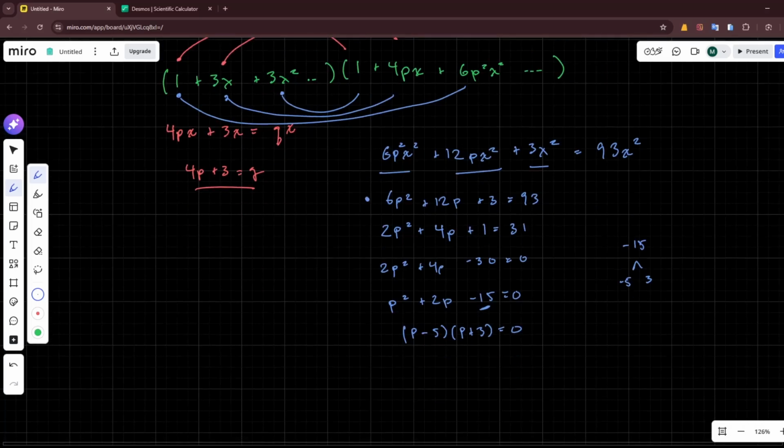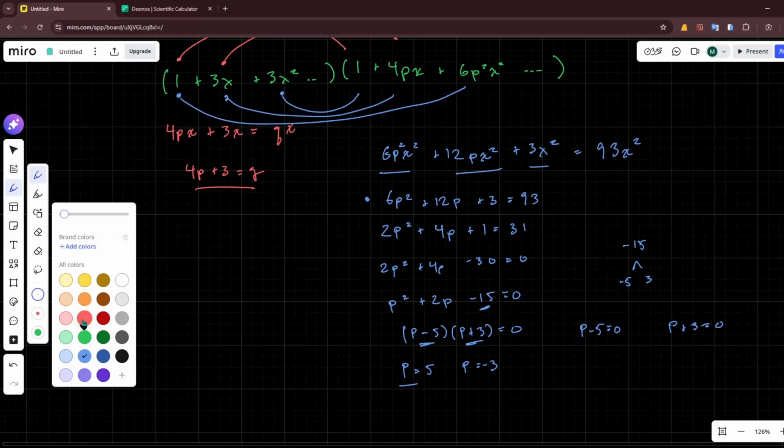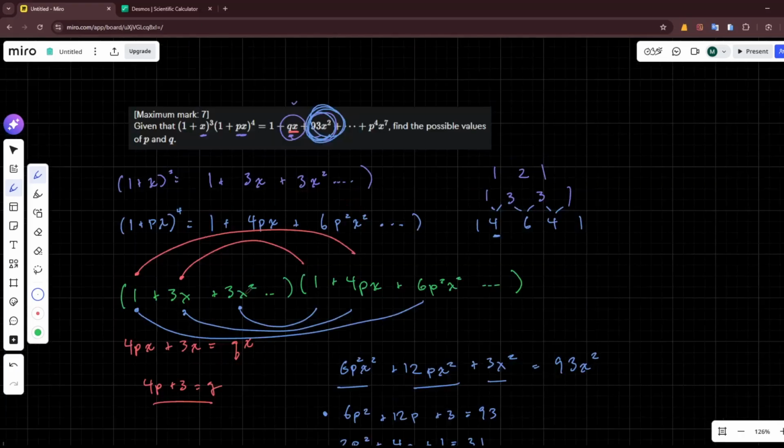And we get here two different values for p. p equals 5, p equals minus 3. And that comes from the fact that in order for those two things to multiply together to make 0, one of them has to be equal to 0. So if p minus 5 equals 0, or p plus 3 equals 0, that's how we're getting the p equals 5, p equals minus 3. Two values then for p, which means probably there's a pair of values for p and for q.